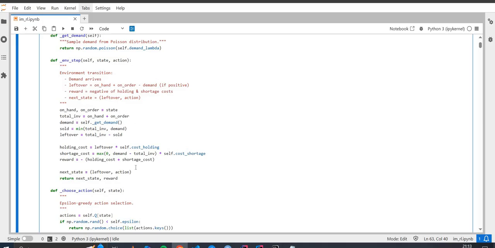And finally, the next state is determined based on what's left in stock and the new order decision the agent made.